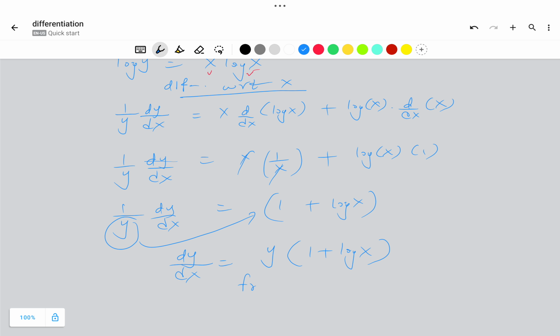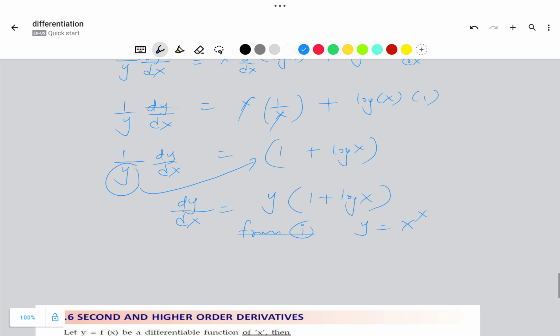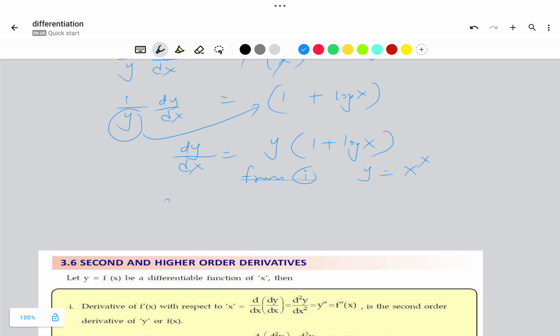But from 1, we know y is equal to x to the power x. So dy by dx is equal to x to the power x into 1 plus log of x. So this is the result.